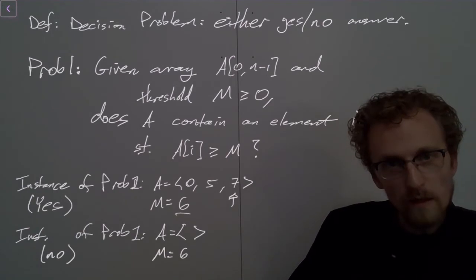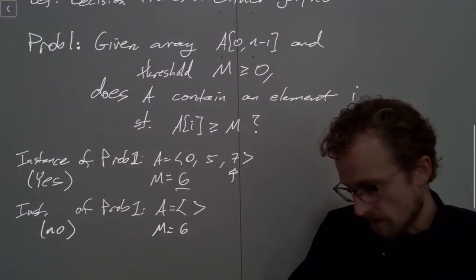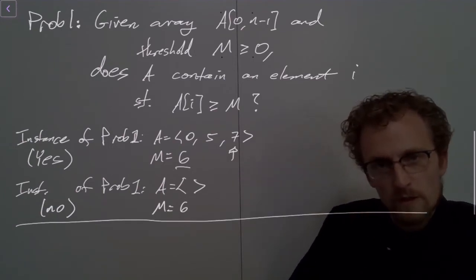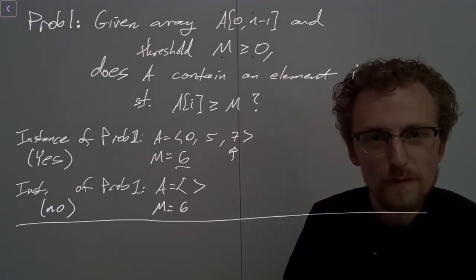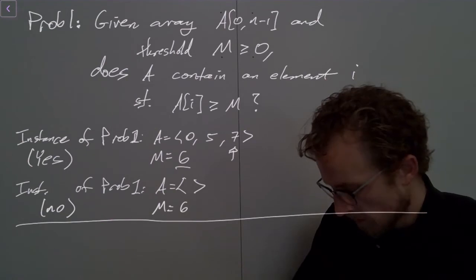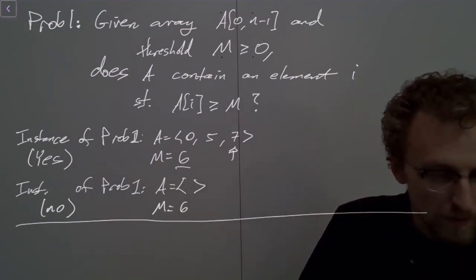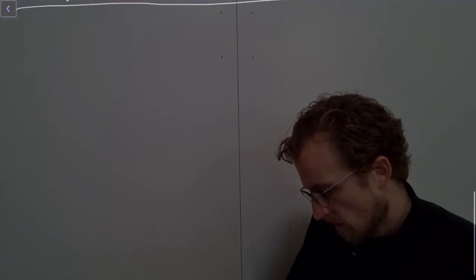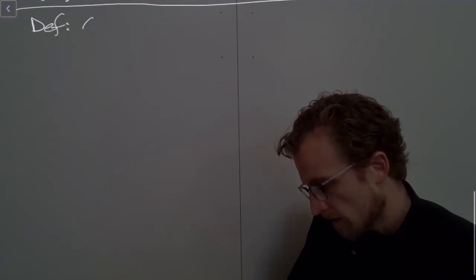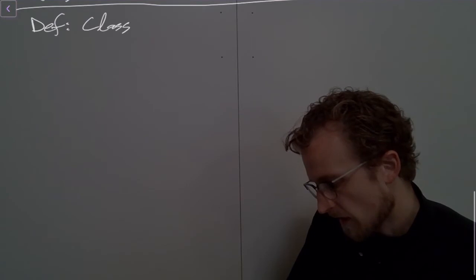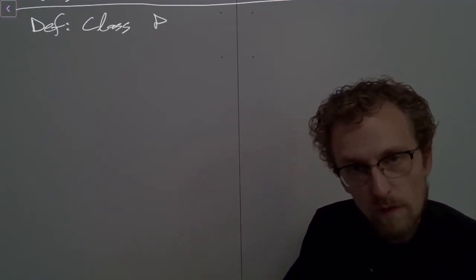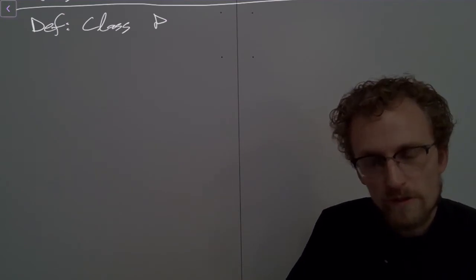P stands for polynomial, and it's defined like this. There are various definitions. This is not the most formal definition. Hopefully in Automata 5700 you'll get the most formal definition, at least if I teach it, you will. So I'm going to call class P, my definition: class P is the set of all decision problems that can be solved from scratch in polynomial time.